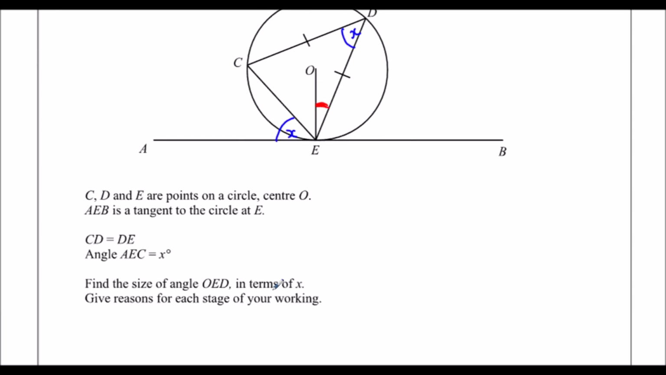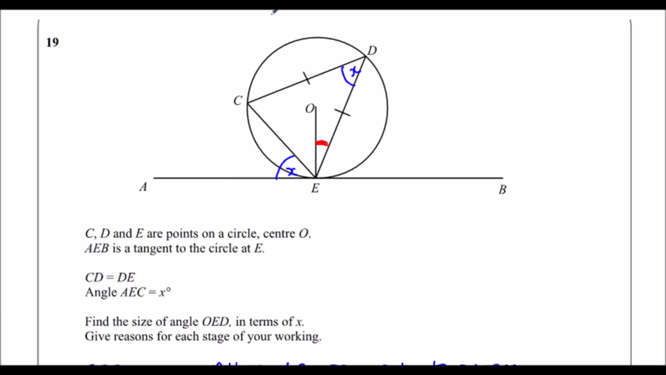So I'm going to give reasons for my answers for each stage of it. So CDE is x because of the alternate segment theorem. We can use the isosceles triangle to say what these two angles at the base are.